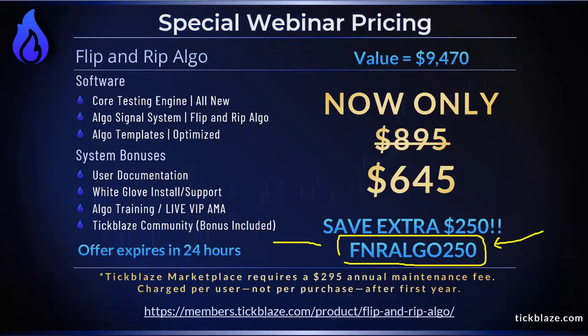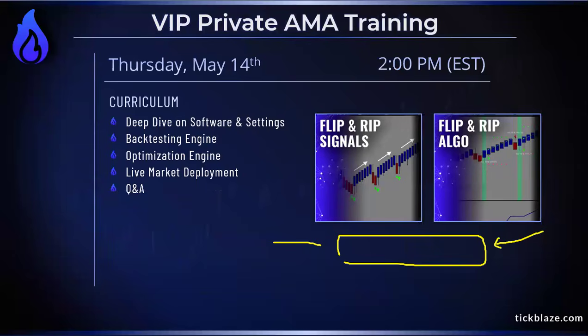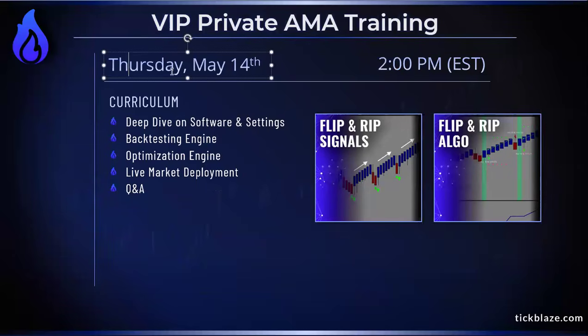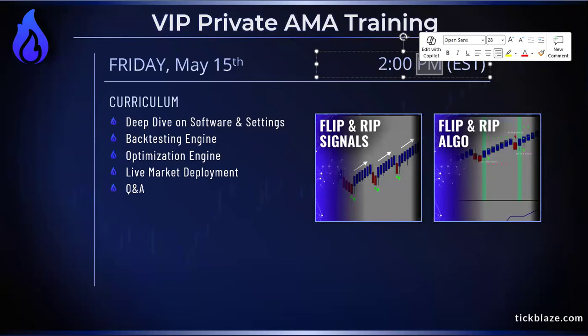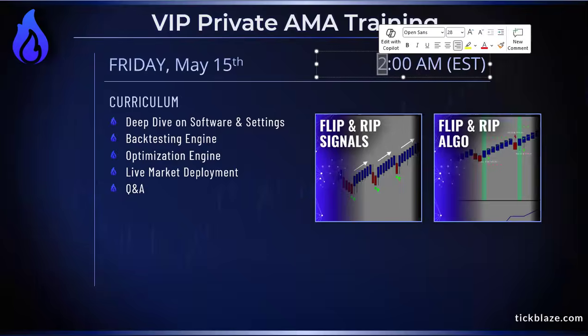So let's talk about the training. The training is Friday. It says Thursday, and I don't know why. Is it Friday or Thursday, Jeff? My calendar had it on a different day. It's Friday the 15th, not the 14th. My mistake, guys. And the time is 11 a.m. Eastern. My apologies for the mistake.